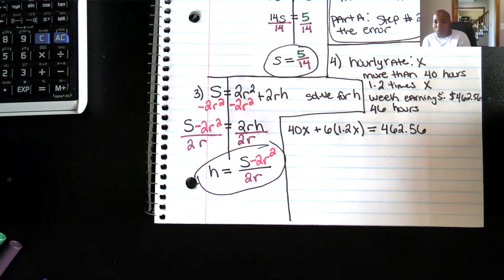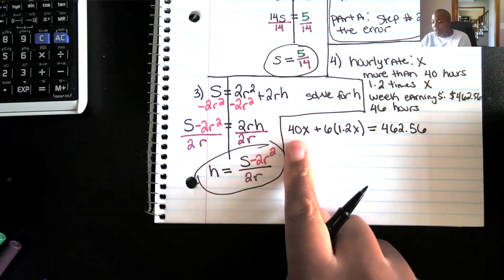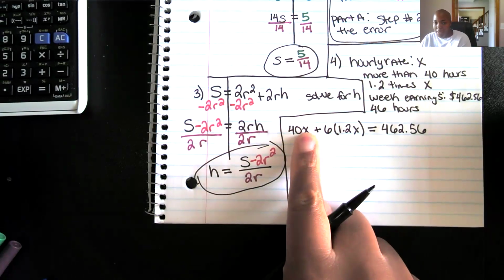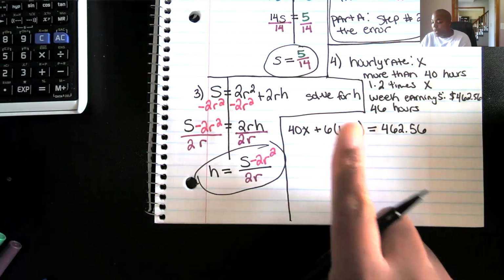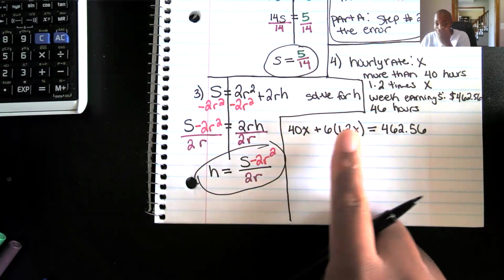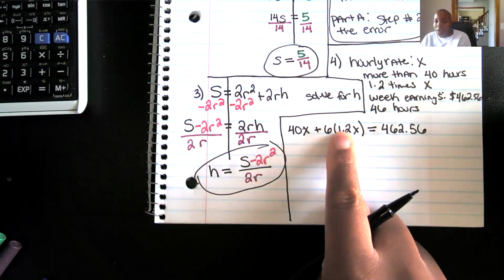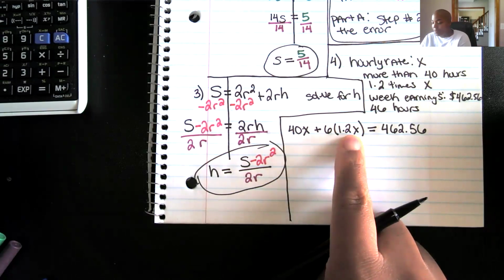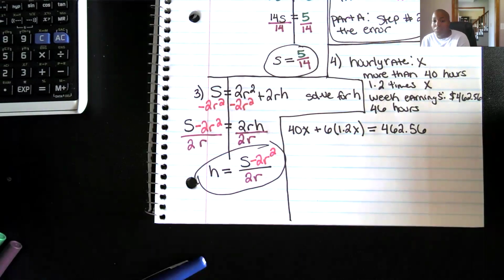Okay, we set up our equation. This is us working 40 hours, getting our normal pay. This is us working 6 additional hours and getting our 1.2 times our normal pay. All right, from here, we just have to simplify it and solve for X, and then we'll figure out how much our normal rate is.